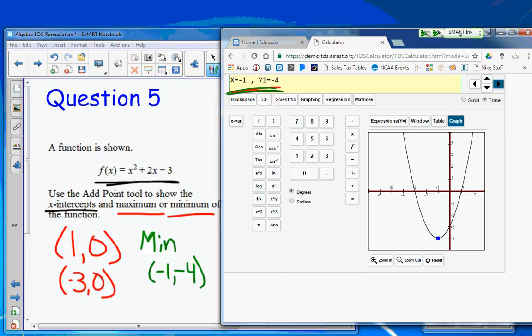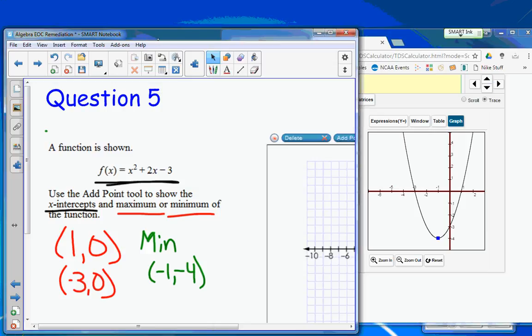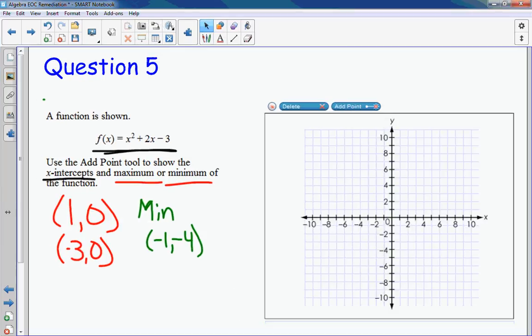Now it's asking me to put those 3 points onto my answer key. So what I'm going to do is go back over my answer key, and I'm going to plot those 3 things. I'm going to put 1, 0, which would go right there, negative 3, 0, which would be right here, and the minimum point of negative 1, negative 4. And that will give you full credit.